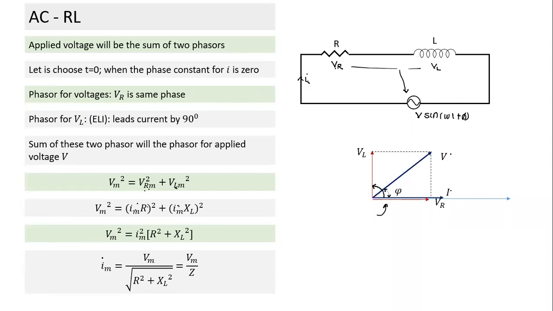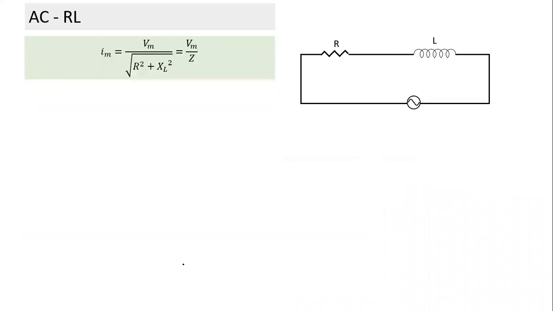So the amplitude of current will be equal to the amplitude of voltage divided by Z. And Z is the value which is the square root of R square plus XL square. This is the definition we can get from here. This is also what you need to memorize. We'll see when C comes later. This value is Z, and Z is called impedance. This is the equation we get here.